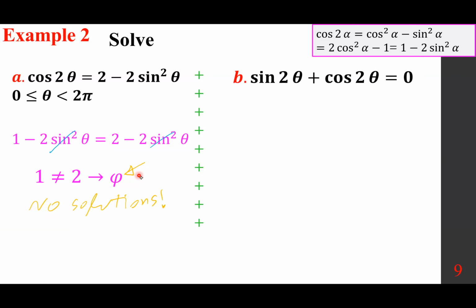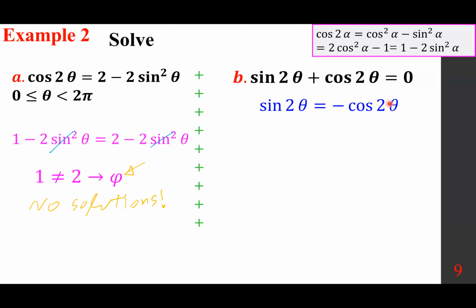Sine of 2 theta plus cosine of 2 theta. There are different approaches. One easy way is to take one of them to the other side. Anytime you have sine and cosine, change them to tangent. So if you divide both sides by the same thing, sine 2 theta or cosine 2 theta. If you divide by sine 2 theta, you end up with cotangent. If you divide by cosine 2 theta, you end up with tangent.